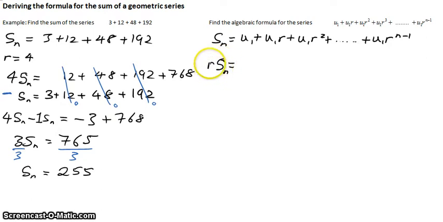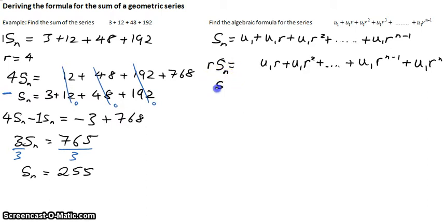Alright, now if I times the left side by r, I must times everything else by r. So I've got u1 r plus, so that's u1 times r. Then I've got u1r times r. Well, I've got r times r there. So it's u1 r squared. Plus, I would have a u1 r cubed. I'd have a u1 r to the power of 4. Eventually I'd have a u1 r to the n minus 1. And then finally I'm going to multiply this last term by r, which is u1 r to the n. Every power's gone up by 1.